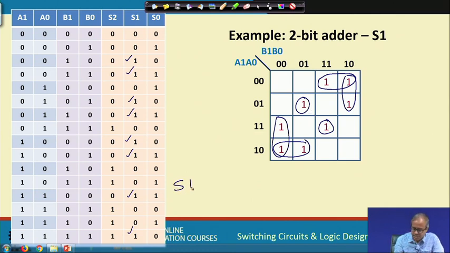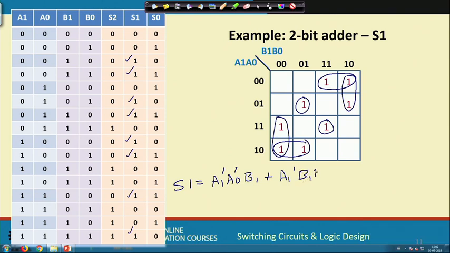So, the expression for S 1 will be slightly bigger. Look at this one, it will be A 1, A 0 dash, A 1 dash A 0 dash B 1. Plus, let us look at this one, 0 0 and 0 1, A 1 dash, and 1 0, B 1 B 0. Plus, let us look at this one, 1 1 1 0 is A 1, A 0, and 0 0, B 1 dash B 0 dash.